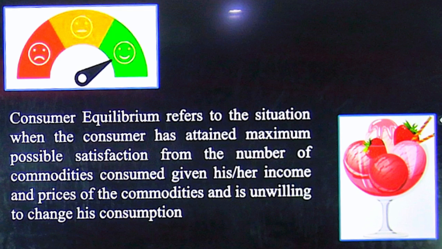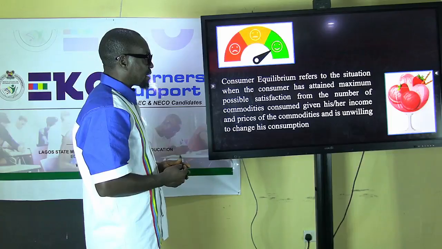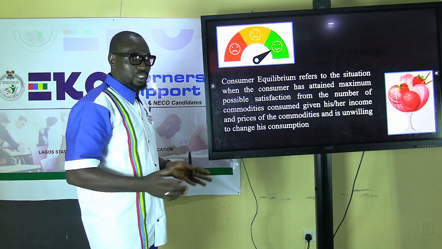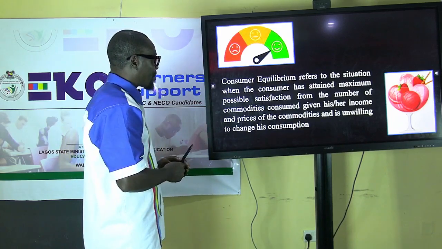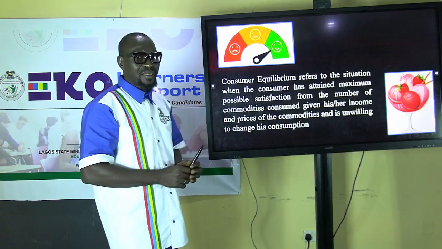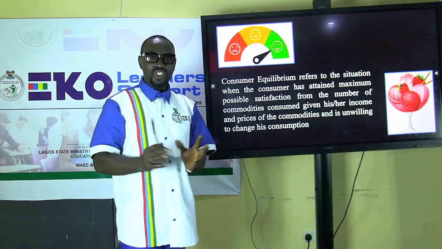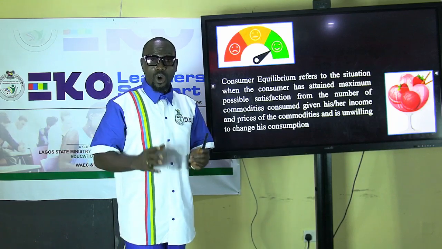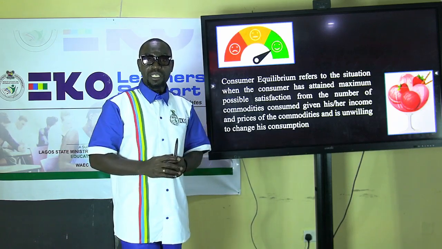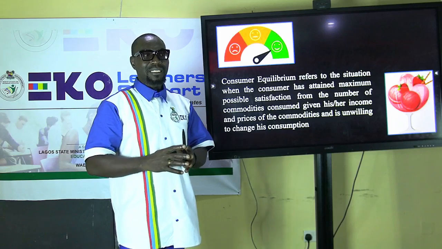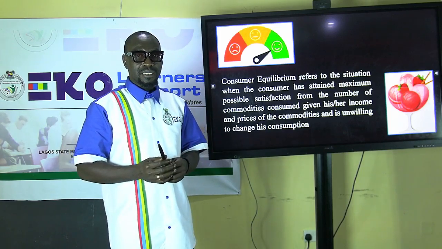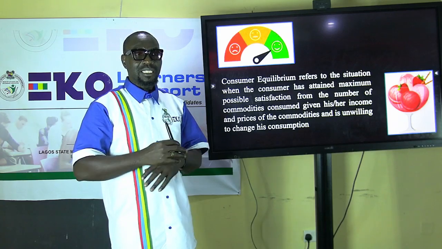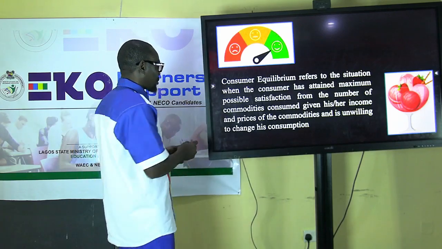So, where a consumer has consumed a number of commodities, limited, of course, as we had said in previous sessions, by income and prices of the commodities, and this consumer is not willing to change his pattern of consumption, it means he has arrived at the maximization of the utility he is deriving from that commodity, or is at highest satisfaction.